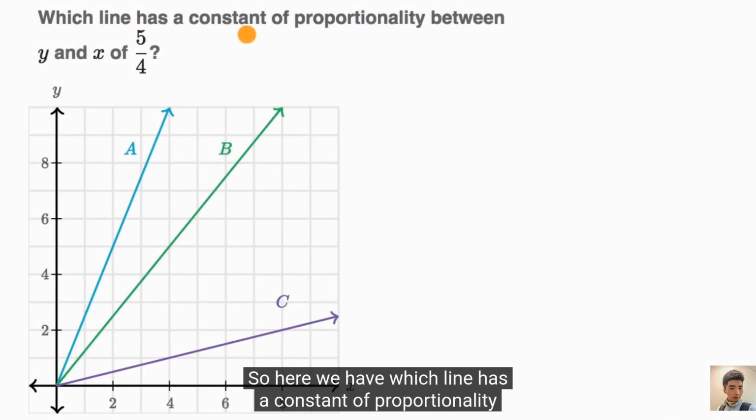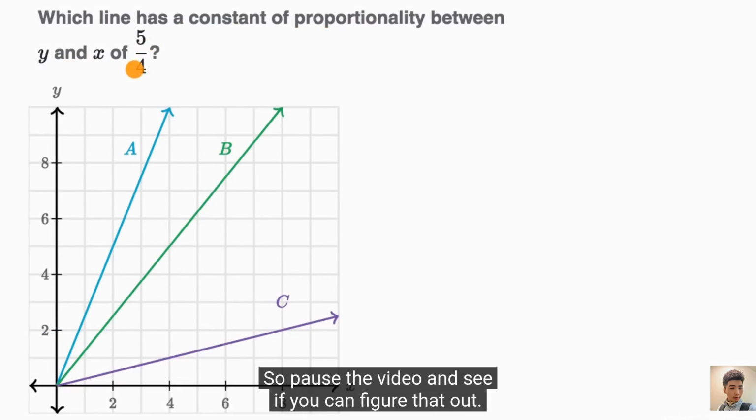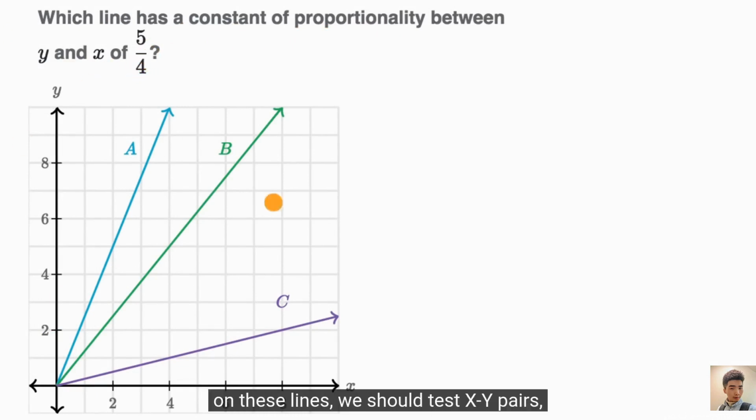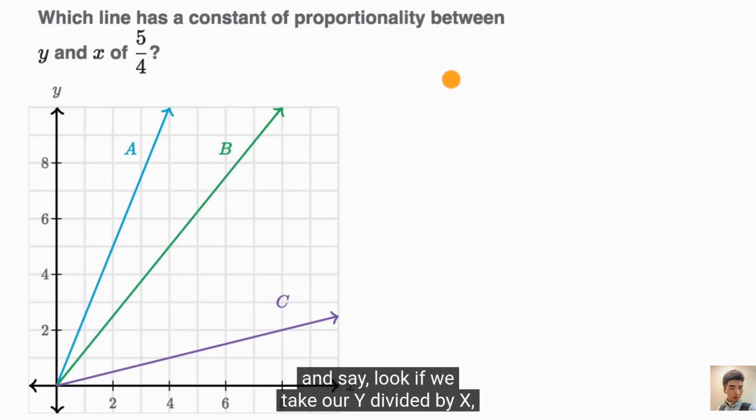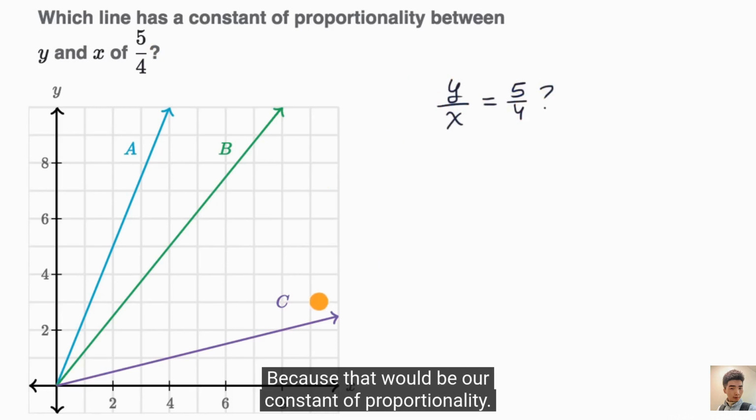So here we have: which line has a constant of proportionality between y and x of 5 over 4? So pause the video and see if you can figure that out. The key realization is we should test points on these lines. We should test xy pairs and say, well, look, if we take our y divided by x, do we get 5/4? Because that would be our constant of proportionality.